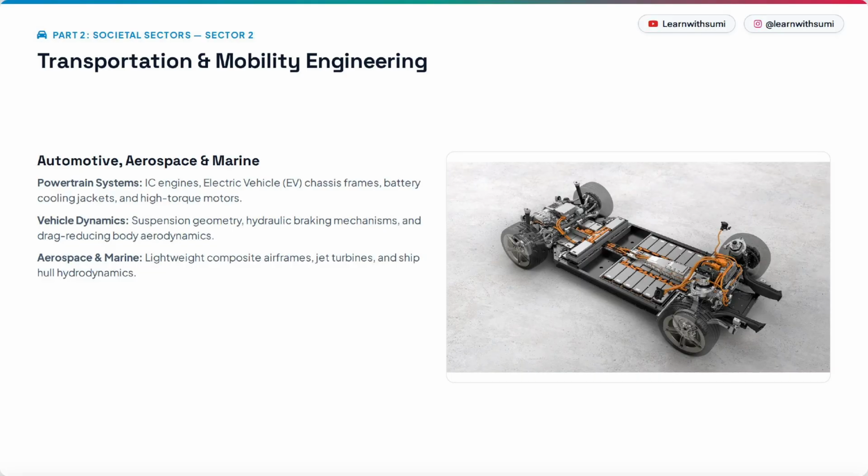Carbon composites: ultra light, ultra strong woven carbon fabrics used in airplane bodies and supercars to save fuel while maintaining strength. Hydrodynamics and aerodynamics: shaping the hull of a ship or body of a vehicle so it slices through water or air with minimum drag, that is, air resistance.